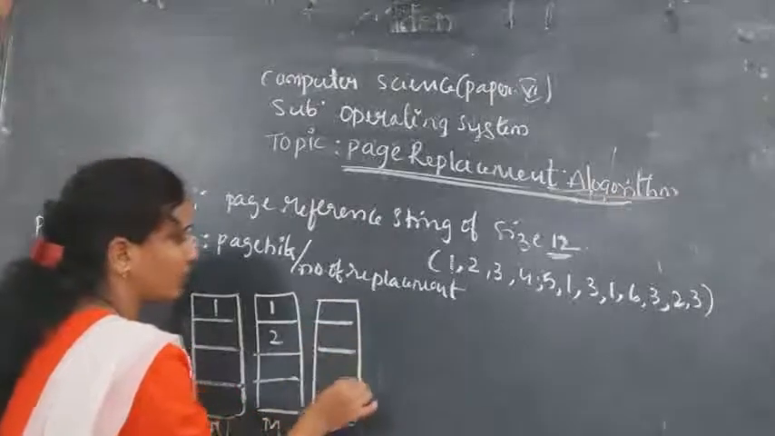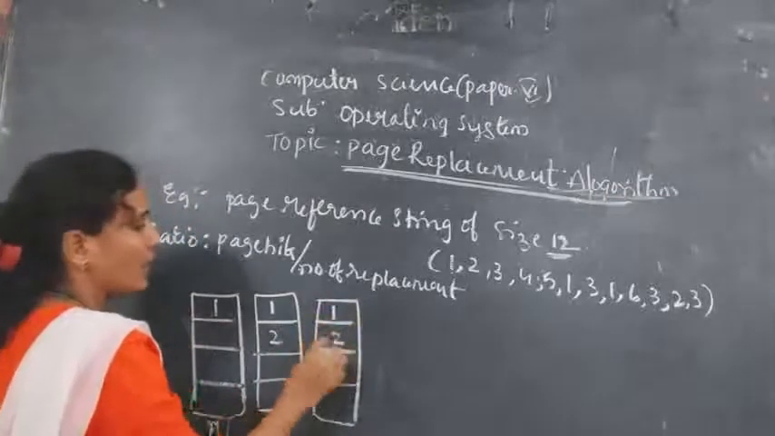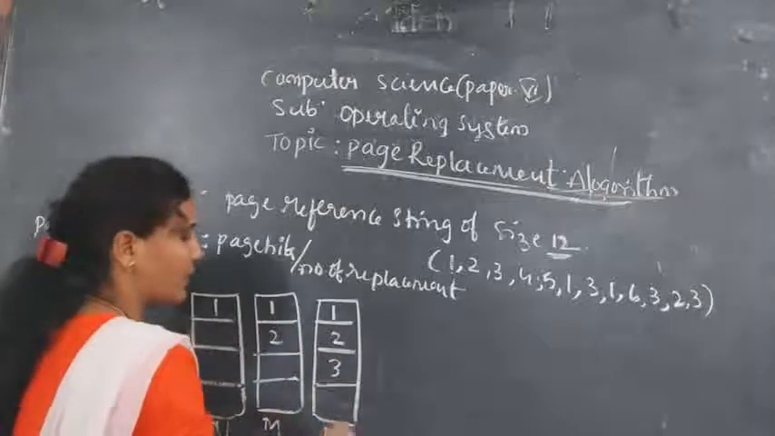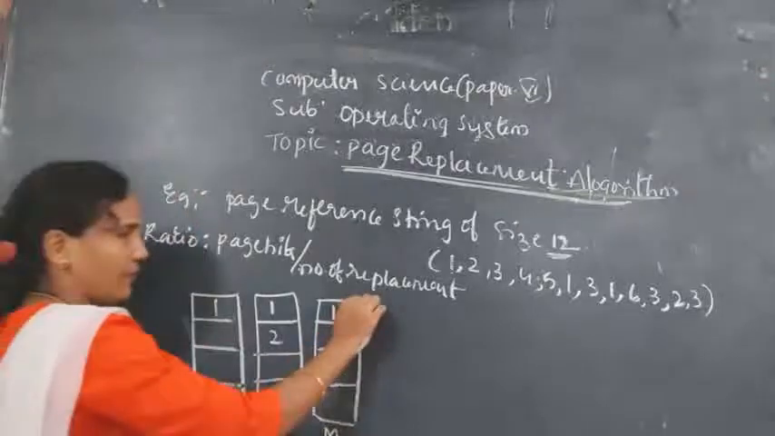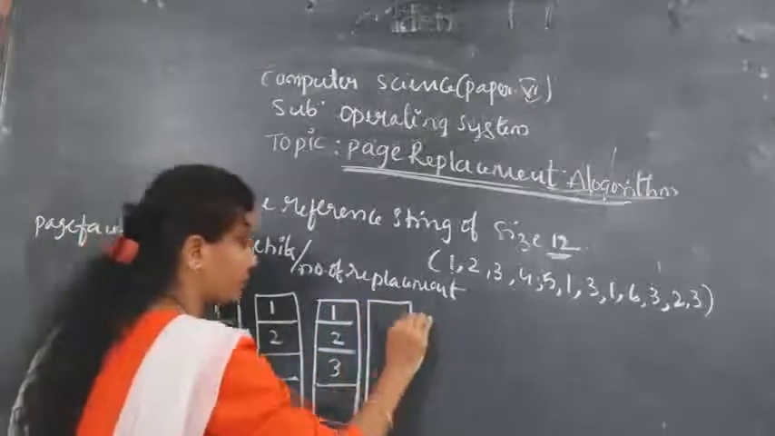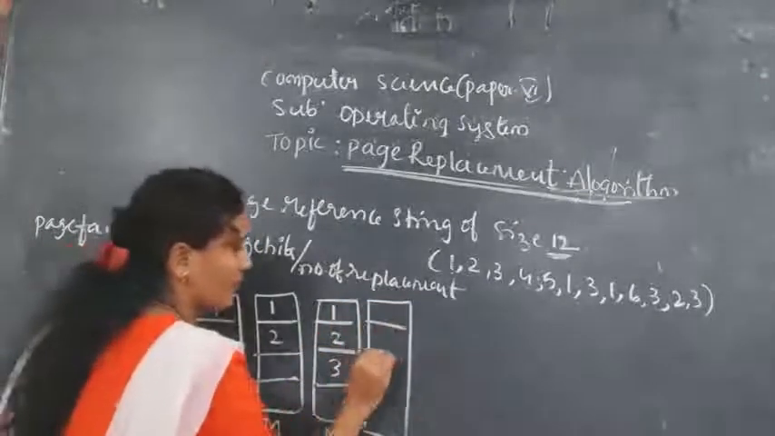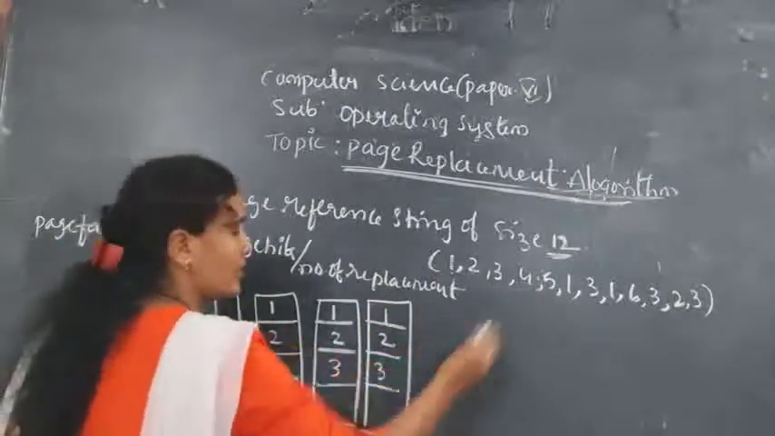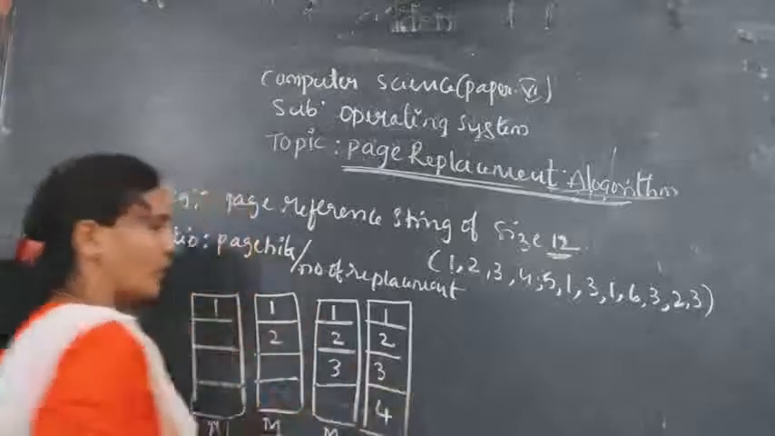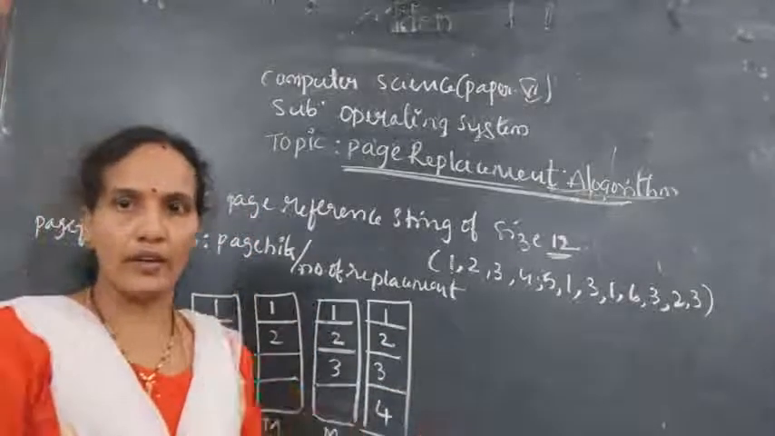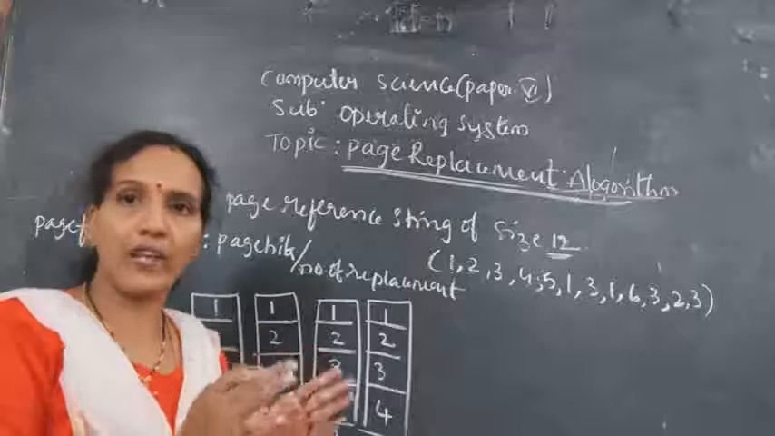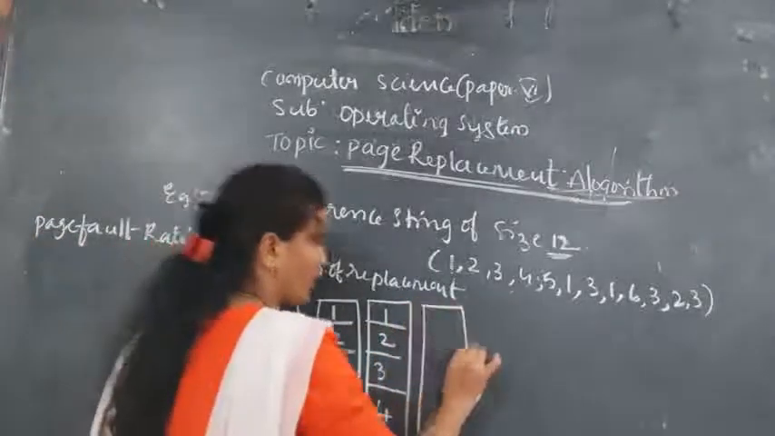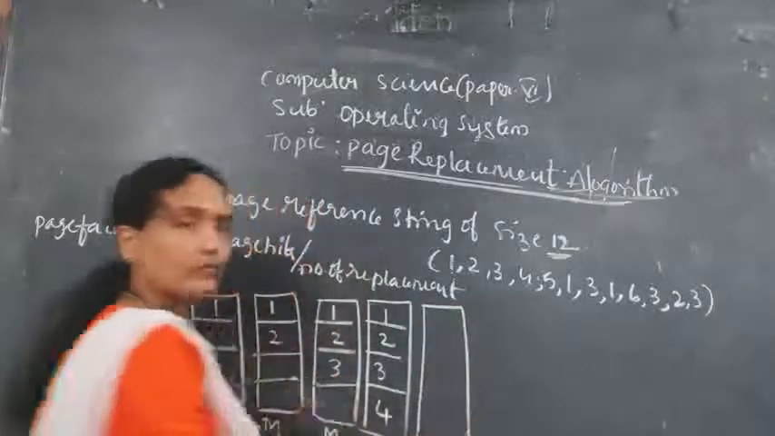Next, one more. 1, 2. Again I want to load the third one, and that is not there. 3. This is also a page fault, a miss. It is still an empty frame. Next, the first page, the second page, and the fourth one. Now all 4 frames are filled, which means there is no free frame in the main memory. Now I want to store the fifth one. Where will you store it?